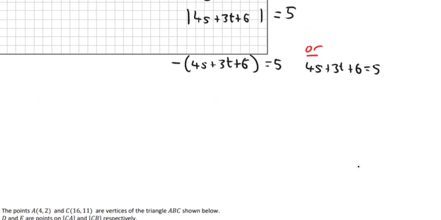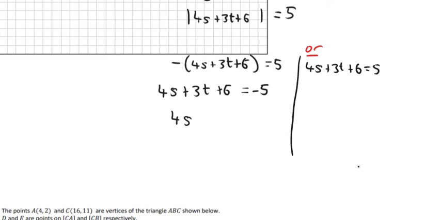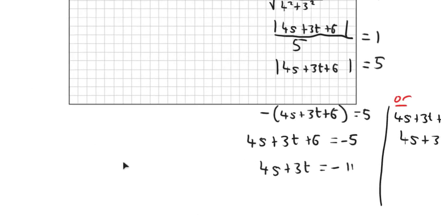If you just multiply across there by minus 5 in the first one, you'll get it all equal to minus 5. So 4s plus 3t plus 6 is equal to minus 5. Now if you bring over the 6 on the left hand side, so 4s plus 3t, it'll become minus 11. And on the right hand equation we get 4s plus 3t is equal to 5, take away 6 is minus 1. So we've got 2 little equations here, so we've got 2 options for them.